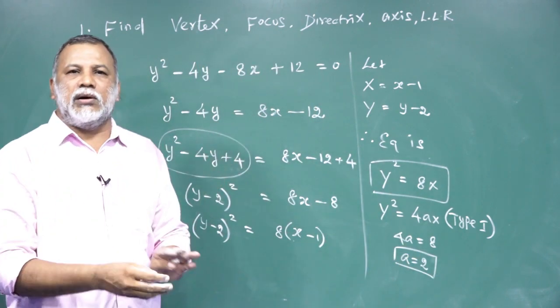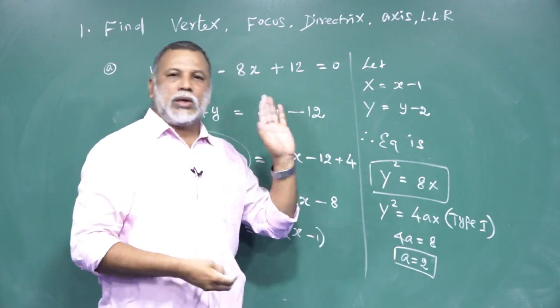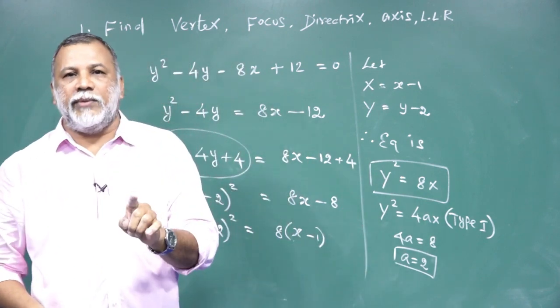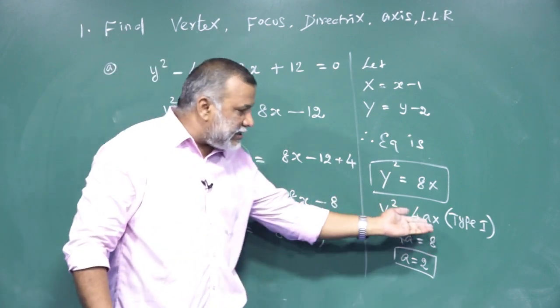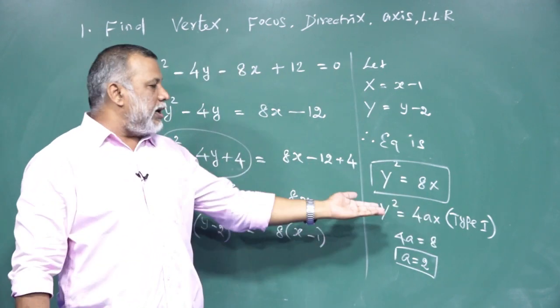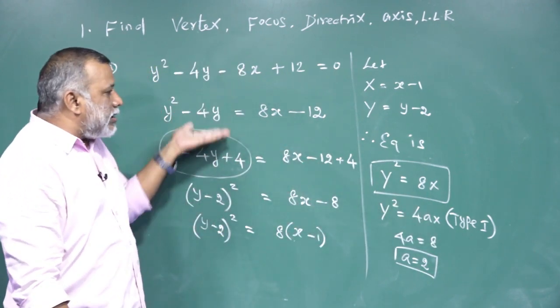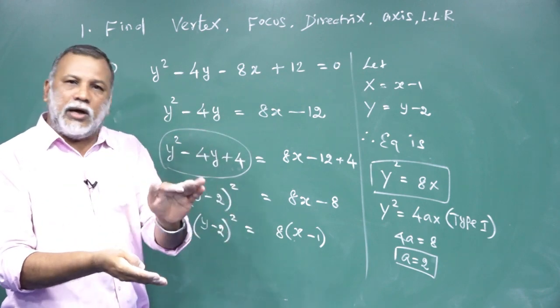This is the first logic we have to work out. We need the value of a. A must always be a positive quantity. Then we need the type. The given equation belongs to which type? Directly we are not able to work out which type the given equation belongs to.